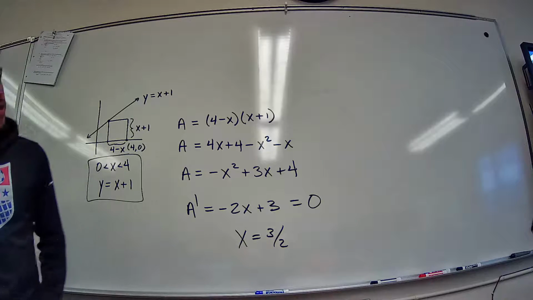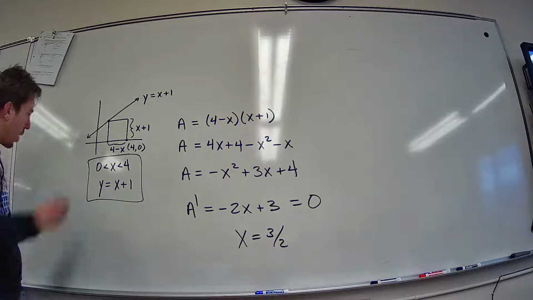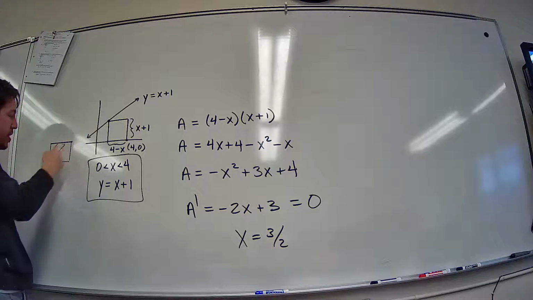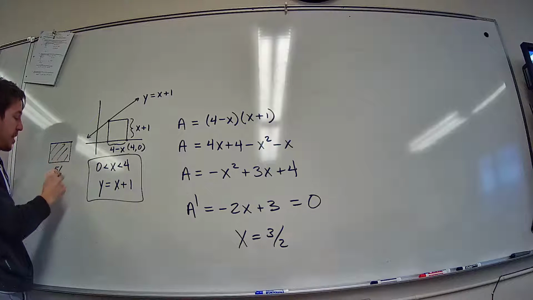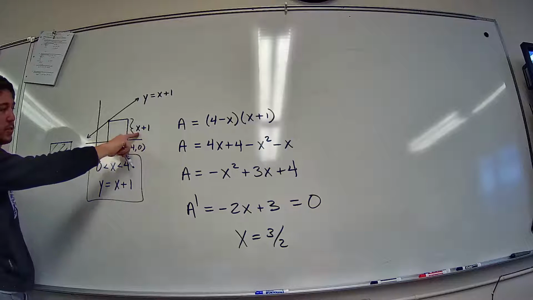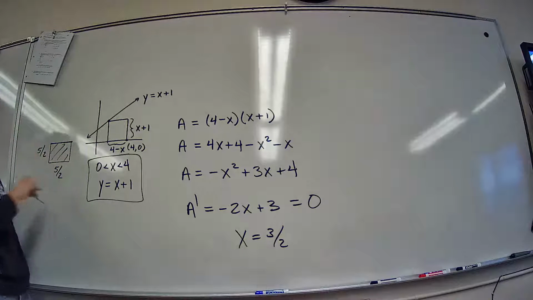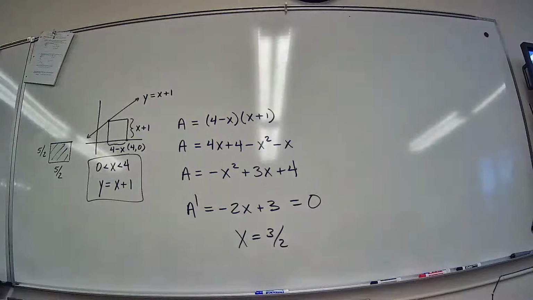So what is the maximum possible area? Well, plug it back in. My rectangle: 4 is 8/2 minus 3/2 is 5/2. And 2/2 plus 3/2 is 5/2. It turns out it's a square, which is interesting. The area is 25/4.